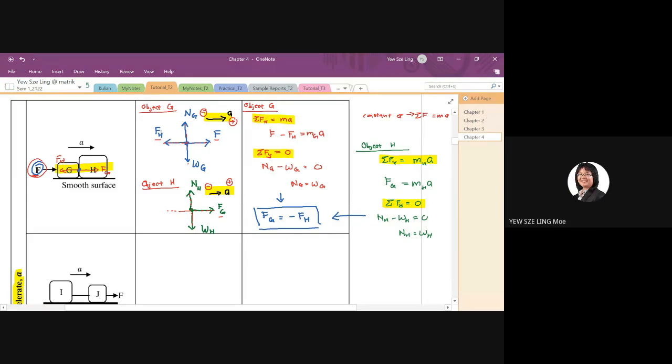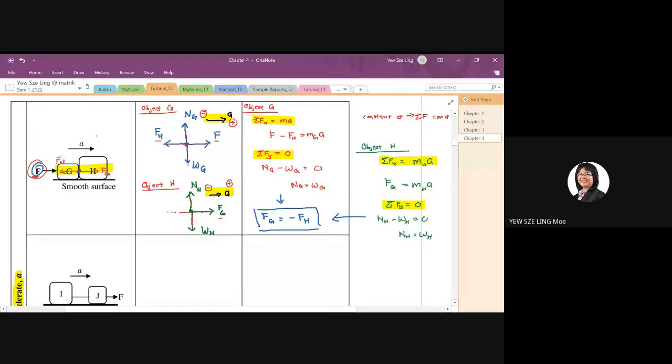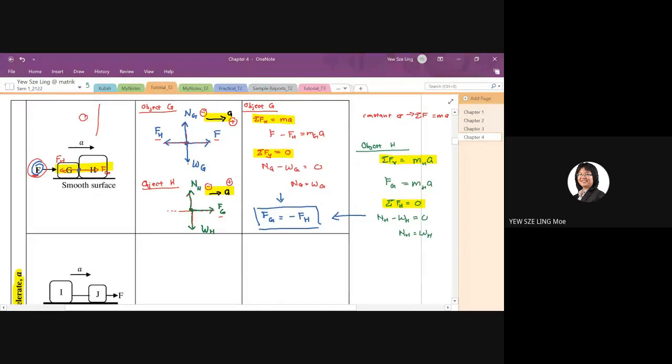Exactly. This is your FH, because it's trying to stop your object G from moving. That is because of Newton's third law, like what I explained in a previous lesson. If you have a wall, and this is you pushing the wall. When you push the wall with 10 Newton of force, actually at the same time, the wall is pushing you back with another 10 Newton of force. That is what happens in Newton's third law.